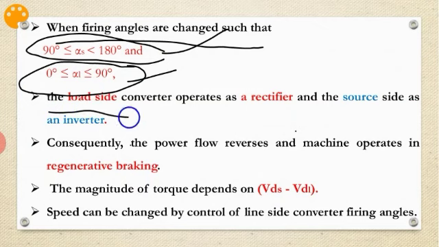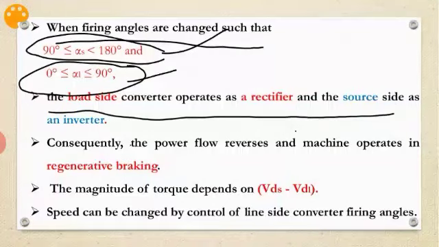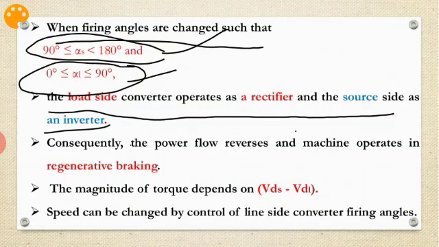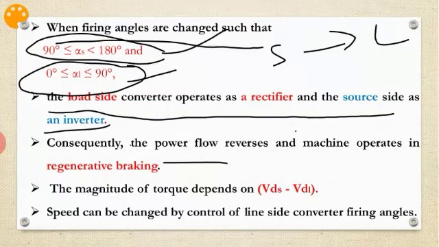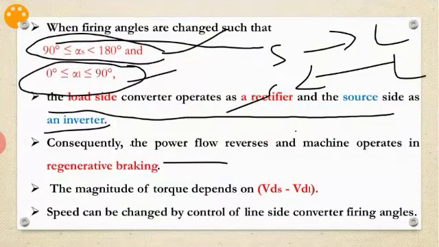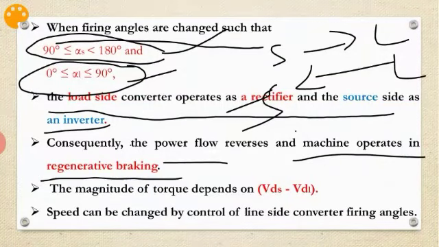Now what happens is the load side converter operates as a rectifier and the source side as an inverter. Consequently, the power flow is reversed. Earlier it was from the source to the load. Now the power flow is reversed, so I will show here, this is load to source. When the power is reversed from the load to the source, it is nothing but the machine operating in regenerative braking.